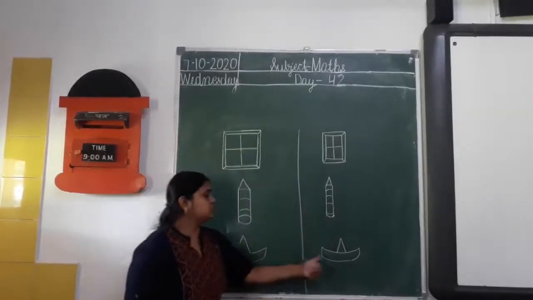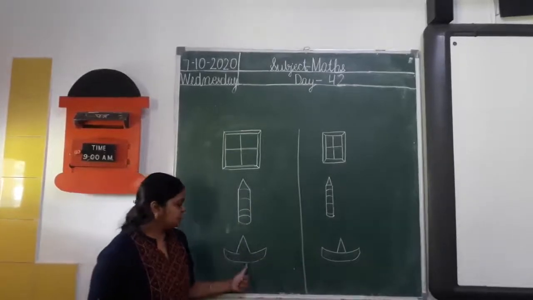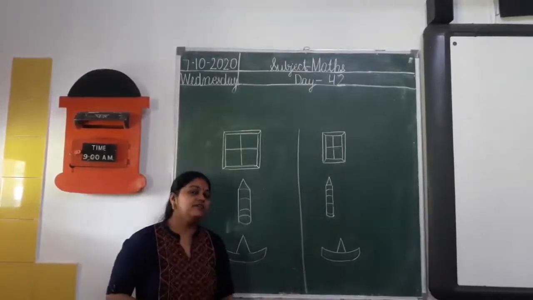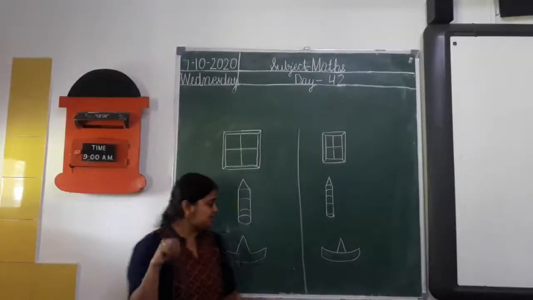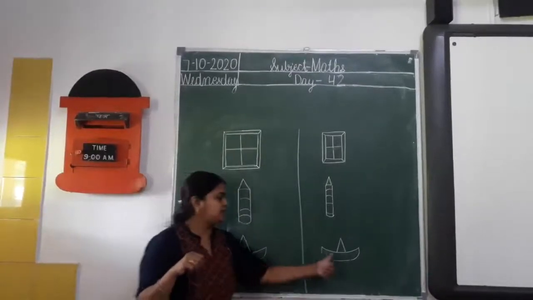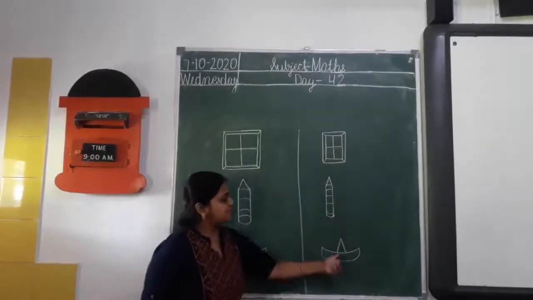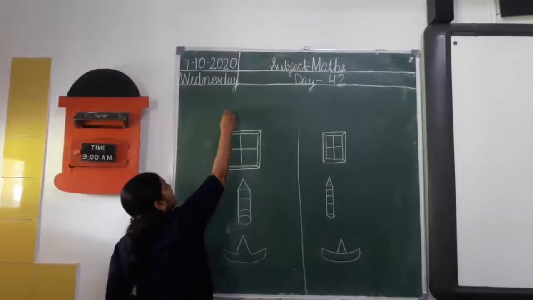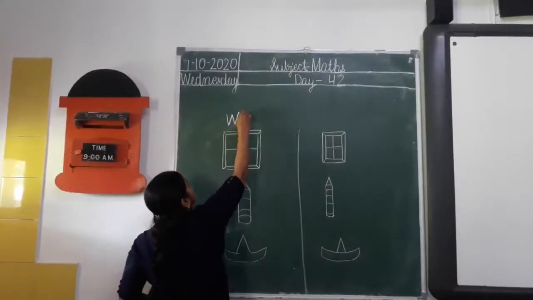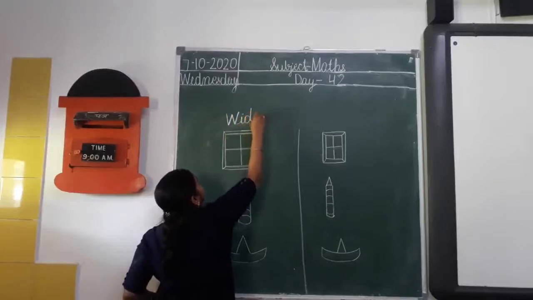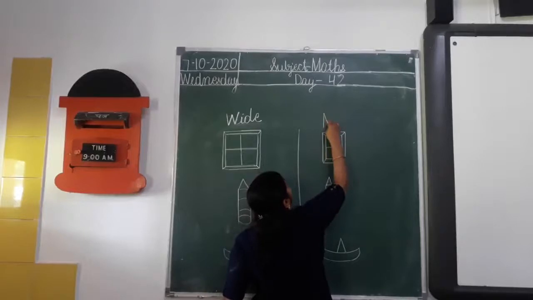Okay, now see these two boards. Tell me which one is wide? This one or this one? Which one? This one? Very good. Yes, this one is wide and this one is narrow. So I am also going to write down here wide and narrow.